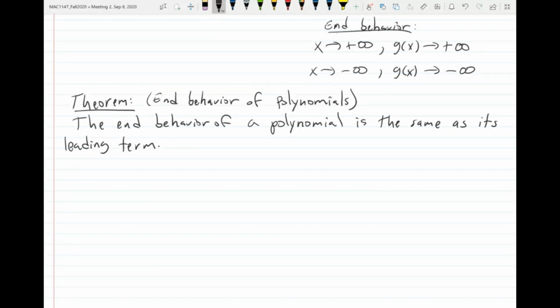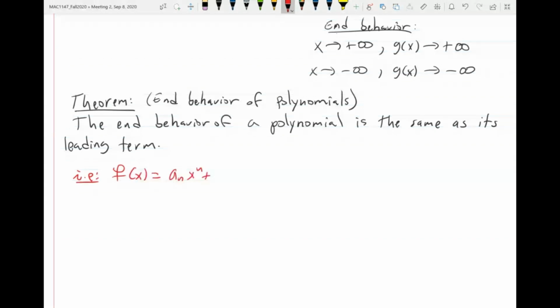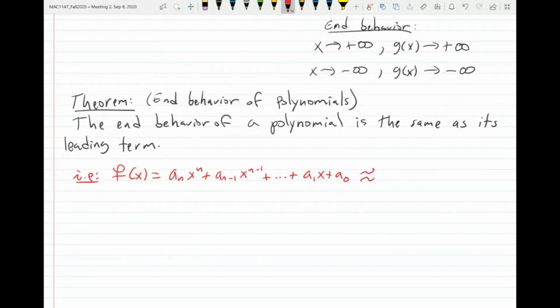It's the same as the end behavior of its leading term. So in other words, what I'm saying here really is, i.e., that if you have a polynomial f of x equals a_n x to the n plus a_(n-1) x to the n minus 1, and so on, all the way up to a_0, well, this polynomial will really be approximately the same as the function a_n times x to the n. And of course, when I say approximately the same, by this I mean when the absolute value of x is large. In other words, when x approaches positive or negative infinity, your polynomial will look more and more like its leading term.